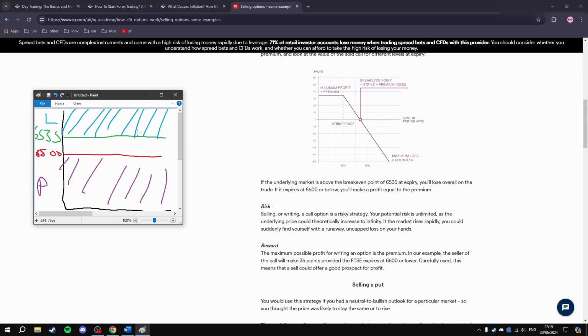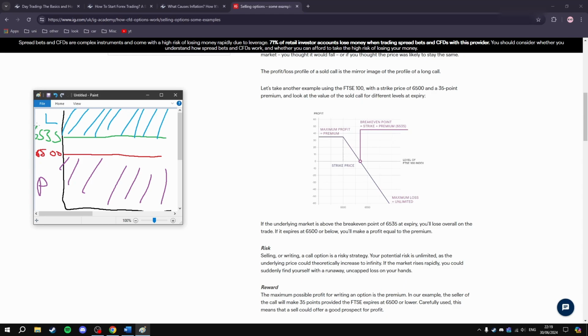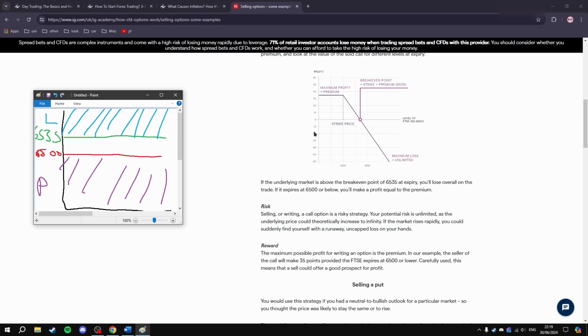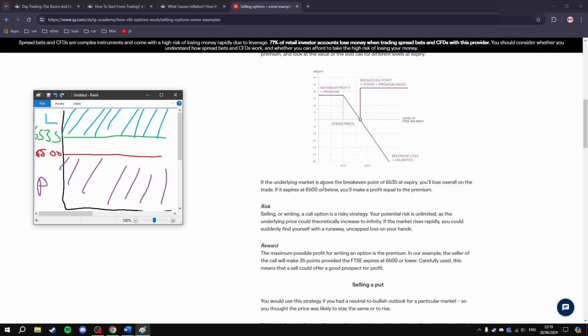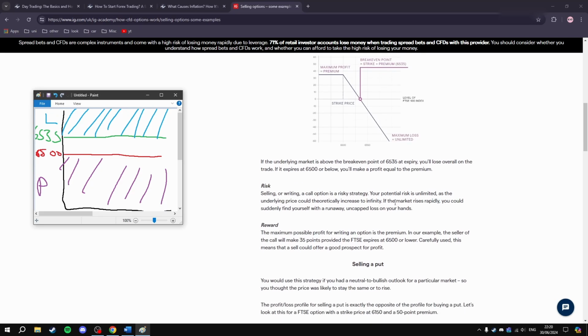So this is selling a call option. So if it goes up, but what happens to the premium? Oh no, since it's a call option, you're basically going long on it. If the underlying market is above, you'll lose overall on the trade. If it expires at 6500, you'll make a profit equal to the premium.